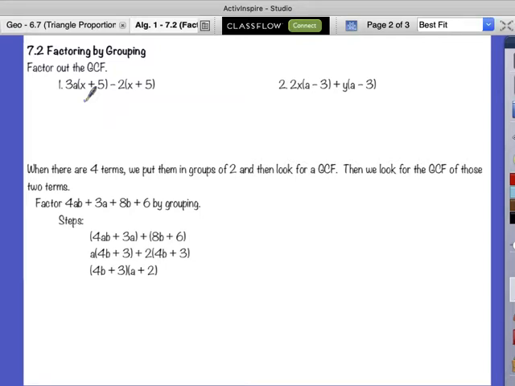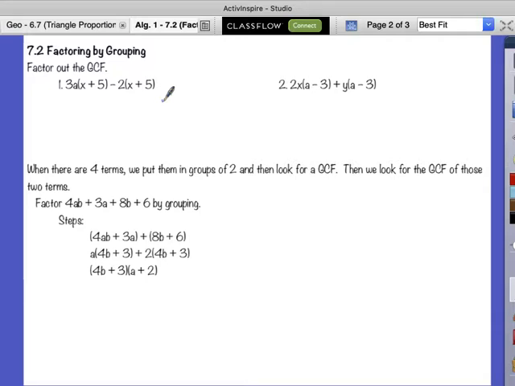Just like 3 times 2, 3 and 2 are factors. 3a times x plus 5, 3a is a factor, and x plus 5 is a factor. They're two factors. Now over here, minus, we start a new term, 2 times x plus 5. So 2 is a factor, and x plus 5 is again a factor. X is not a factor, 5 is not a factor, but x plus 5 altogether is a factor because it's multiplying with 2.